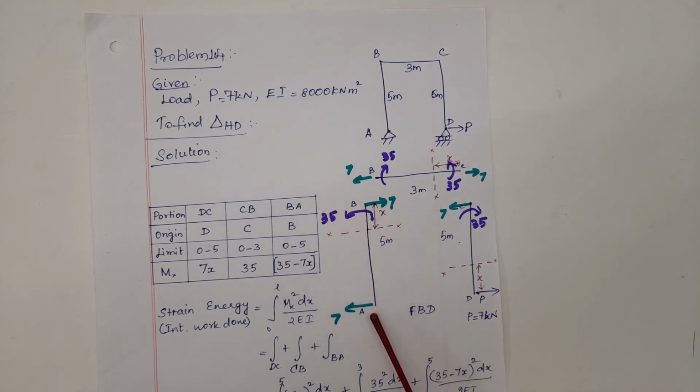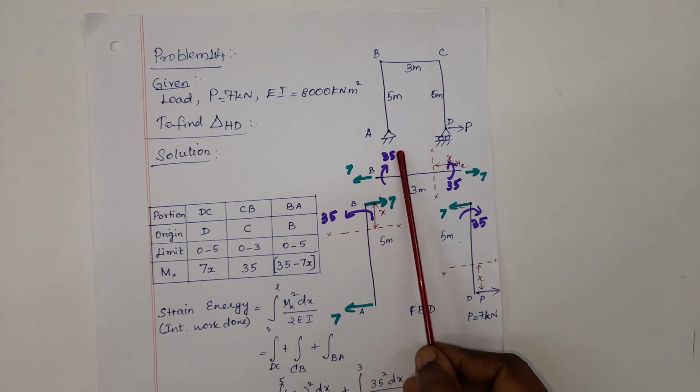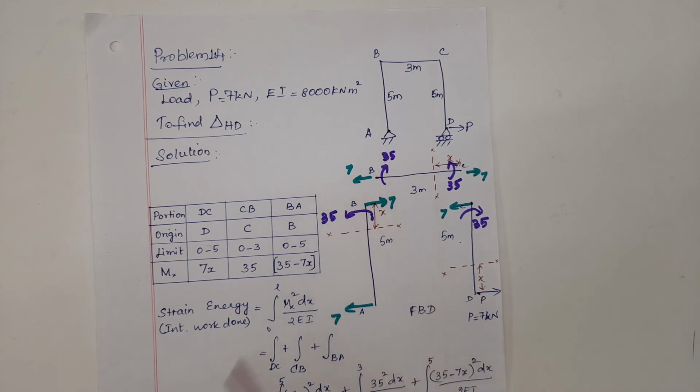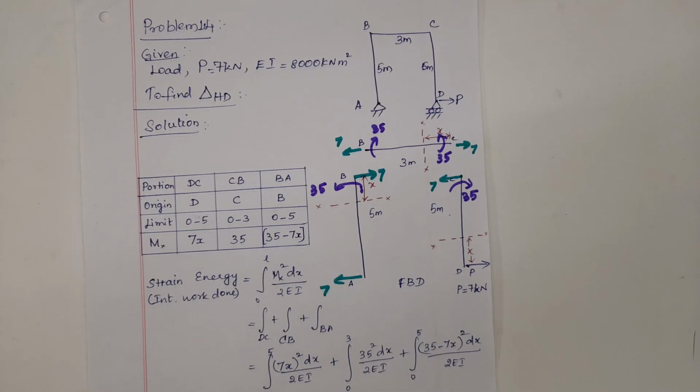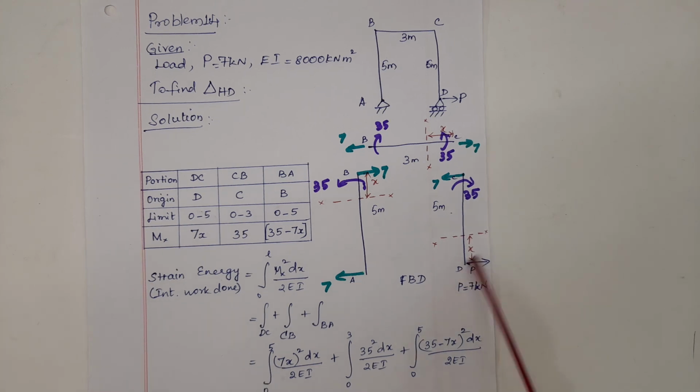It will not be transferred to the other end because it is simply supported. Moments will be released. Now we shall fill in this tabulation from this free body diagram. In the portion DC, a section is considered at a distance of x from D. D is taken as the origin.